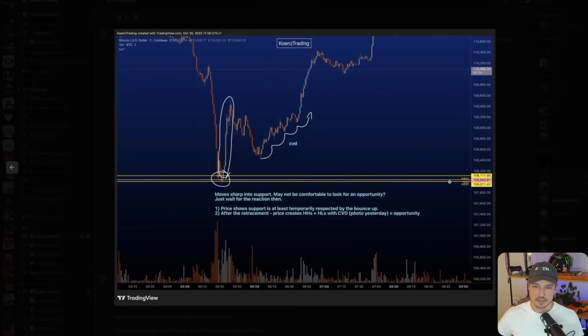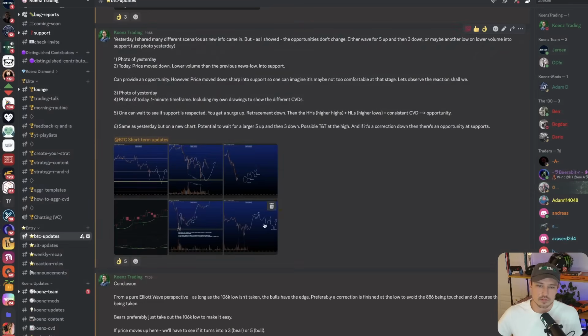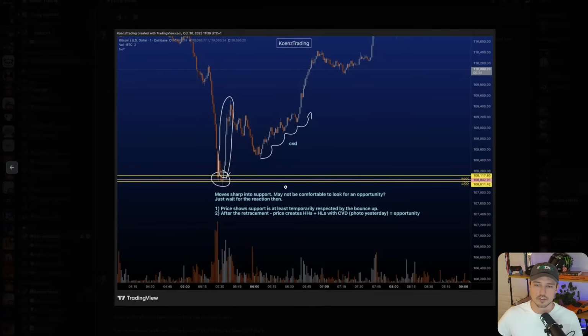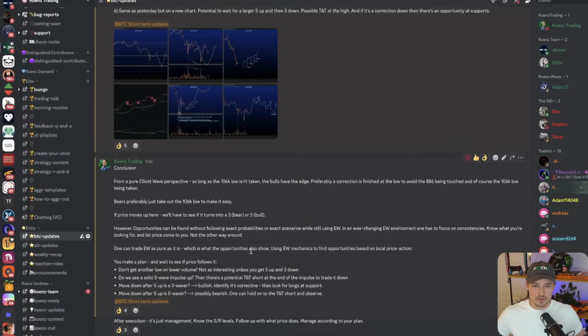But that is basically it. Yesterday I was like, well, this would be interesting at some point, but we didn't get it, of course, yesterday. But then here, you do get it. And that's very nice. After touching support, on decreasing volume, you see it respected as well, and then you get this move up. That's beautiful. Okay, so this is the conclusion that I'll share in a second as well.